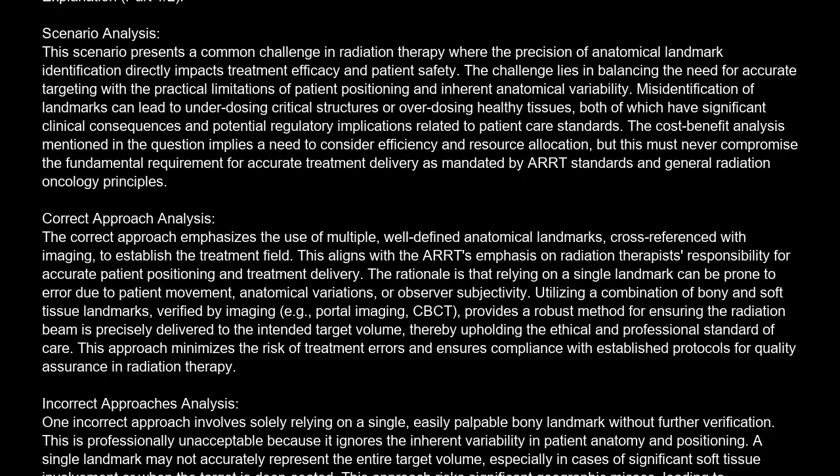This scenario presents a common challenge in radiation therapy where the precision of anatomical landmark identification directly impacts treatment efficacy and patient safety. The challenge lies in balancing the need for accurate targeting with the practical limitations of patient positioning and inherent anatomical variability. Misidentification of landmarks can lead to underdosing critical structures or overdosing healthy tissues, both of which have significant clinical consequences and potential regulatory implications related to patient care standards.